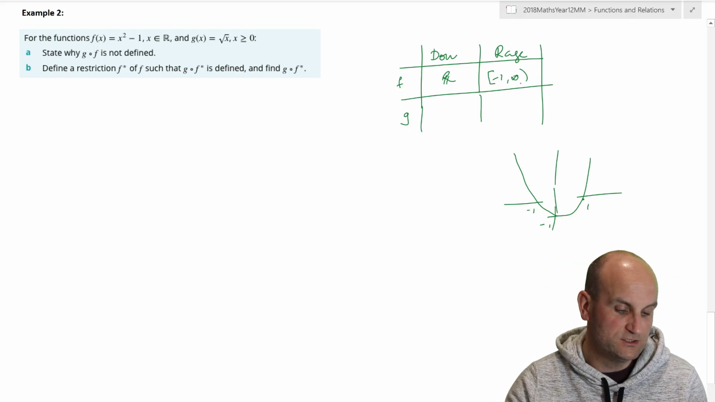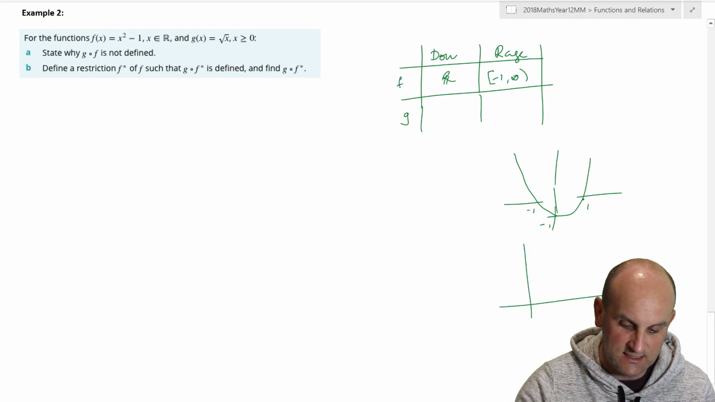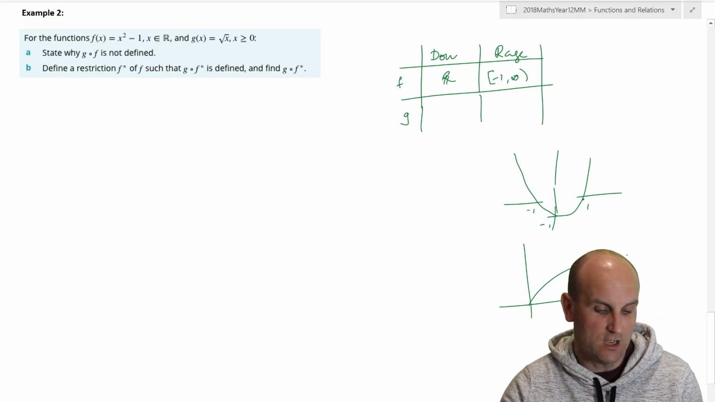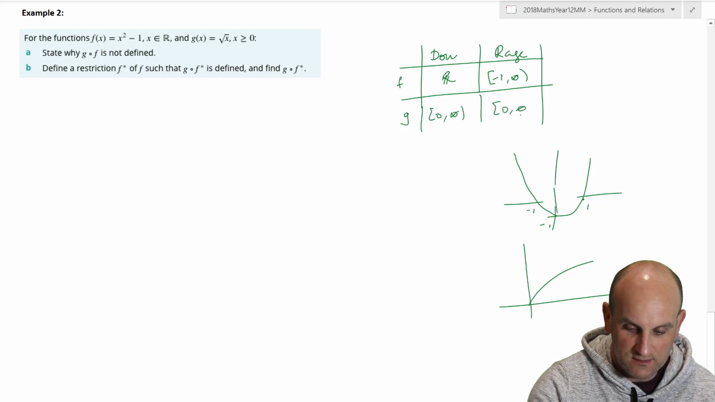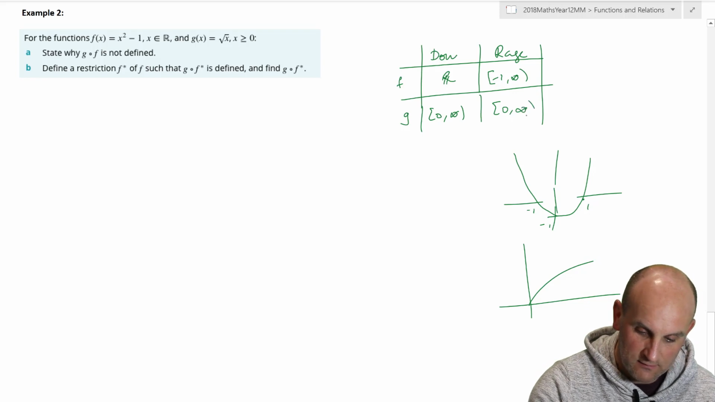What about g of x, my domain of G? Well, what is my function of G? It is the square root of x again. Notice how often these come up. So I know that my domain is going to be 0 to infinity, and my range is going to be 0 to infinity. Come on, Darren, put it together.